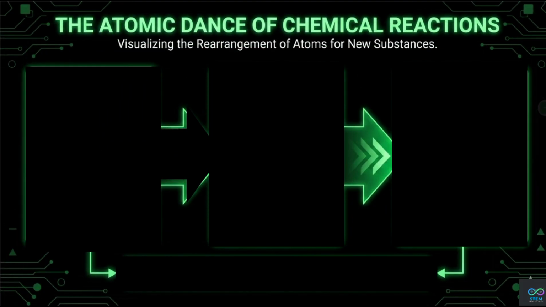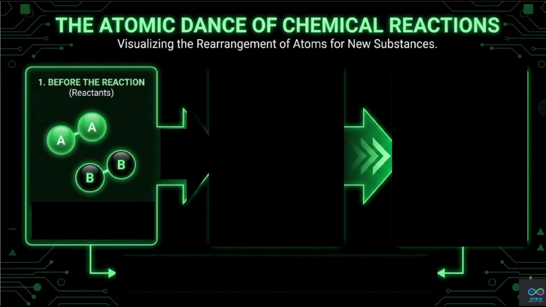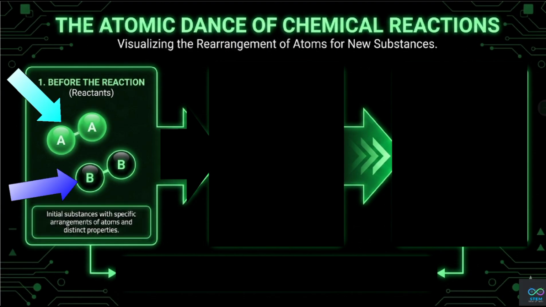But what actually happens during a chemical reaction? You have studied many reactions: rusting, burning, respiration. Let's go deeper. Look at this slide carefully. On the left side of the slide, you see two types of particles, A2 and B2. These are our reactants. Now see carefully. Each green ball marked A represents one type of atom. Each black ball marked B represents another type of atom. So before reaction, substances have definite atomic arrangement, definite bonding, definite properties.